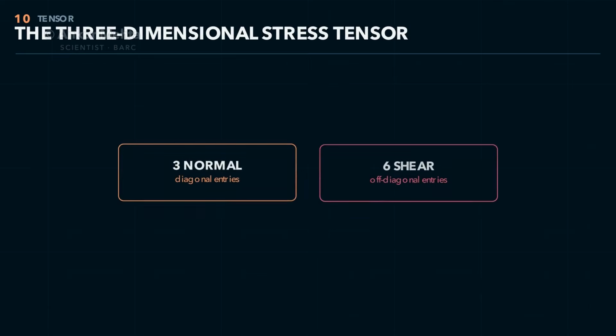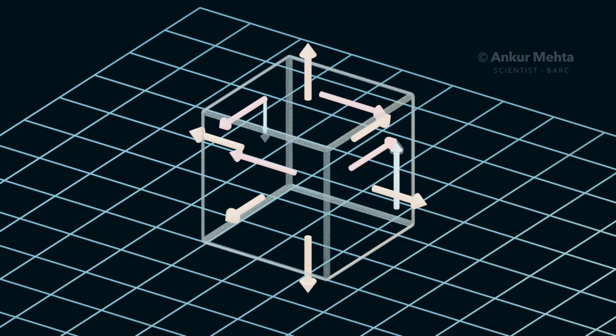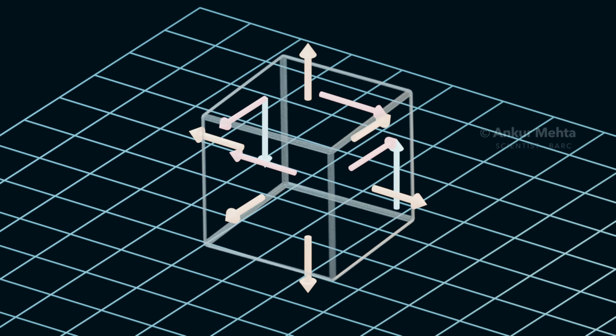At a point, consider the three mutually perpendicular coordinate planes. Each plane carries one normal and two shear components. Arranged systematically, they form the stress tensor. The diagonal entries sigma xx, sigma yy, and sigma zz are normal stresses. The 6 off-diagonal entries are shear components. At first, there are 9 entries.